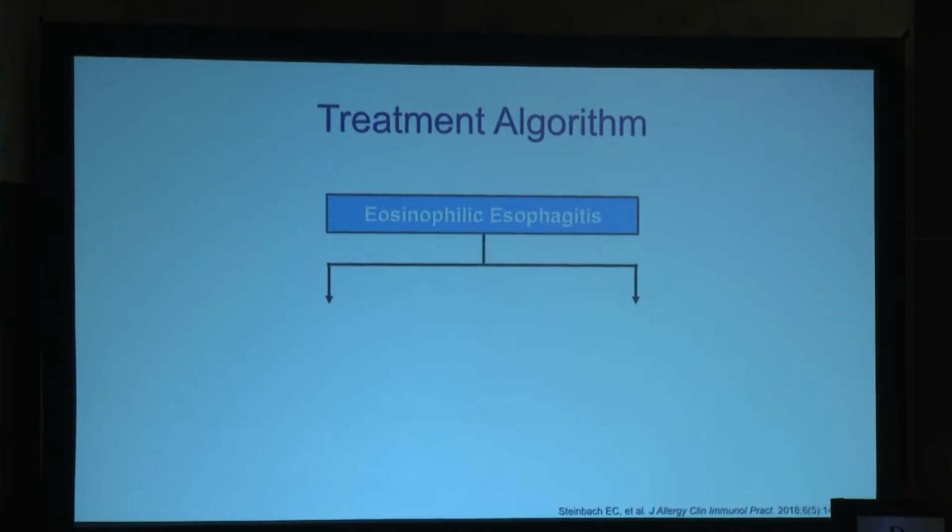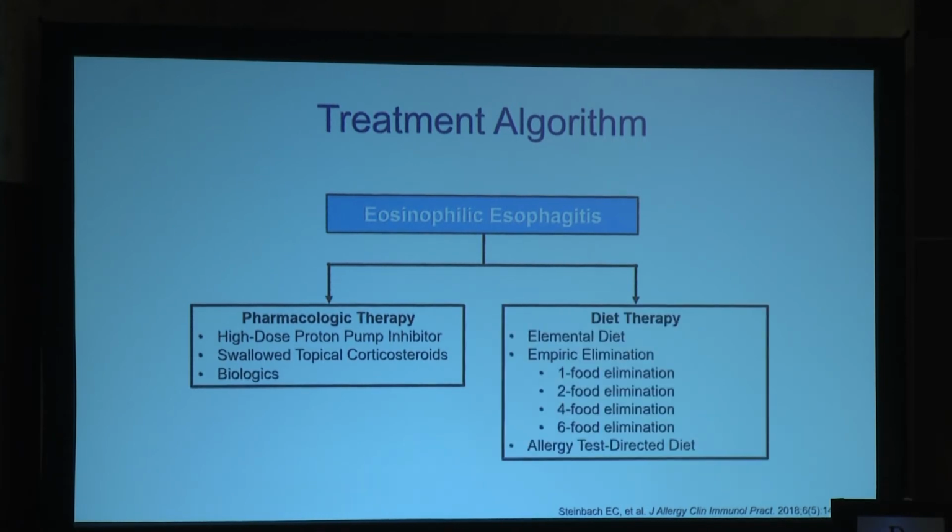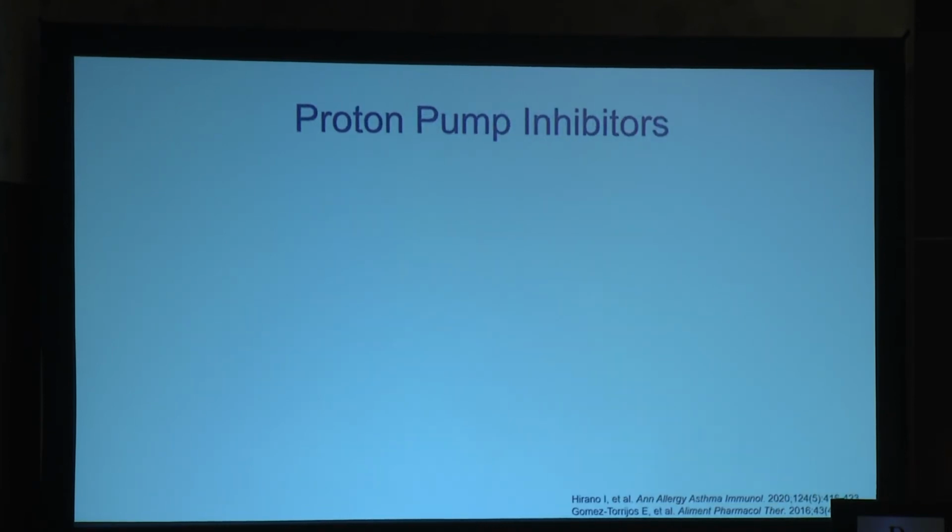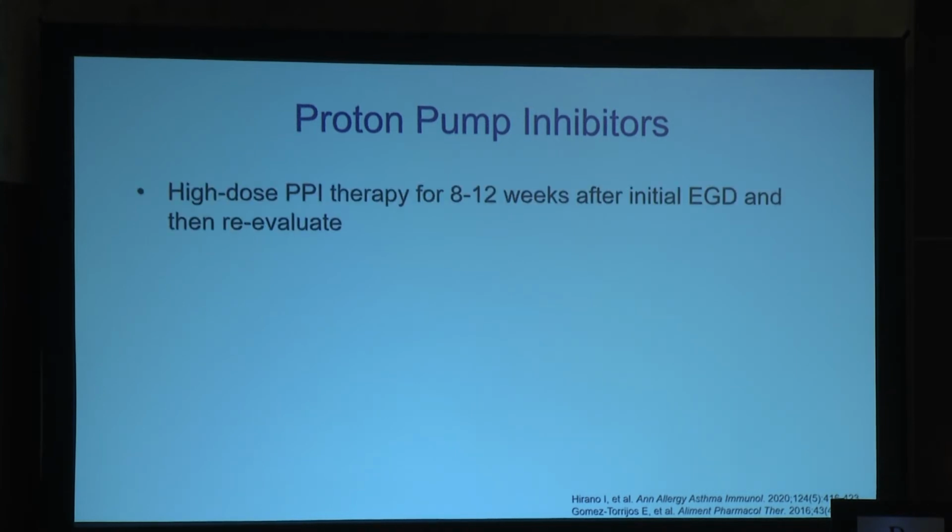And so what are our treatment options? We have pharmacologic therapy and we have diet therapy. And so first we'll go over the most common medicines that we use. We'll talk about, at the end, a biologic that was just approved for EOE. So proton pump inhibitors are medicines that we can use to treat these patients, and we actually use what we call high dose therapy. So that's 1 mg per kg twice a day, up to 40 milligrams per dose. And so if I diagnose a patient with EOE, I'll put them on high dose PPI for 8 to 12 weeks and then reevaluate. And that's with symptoms and with scope.